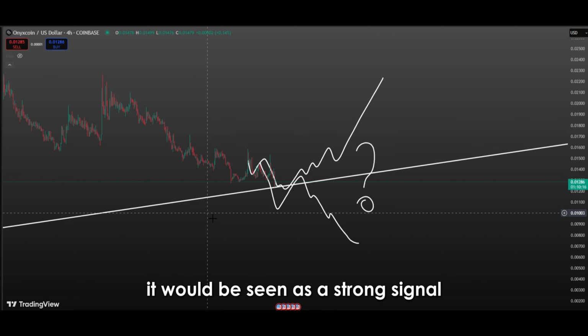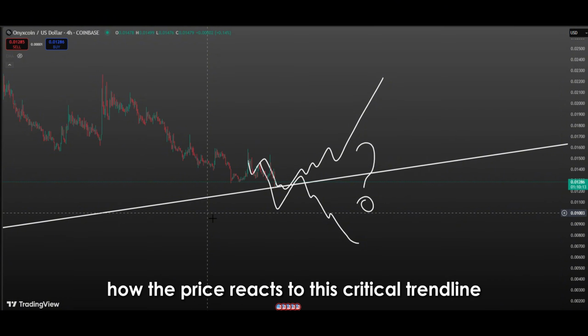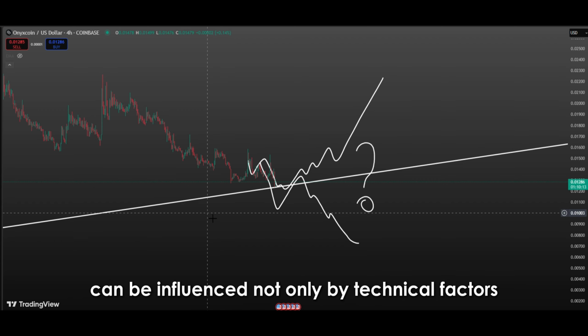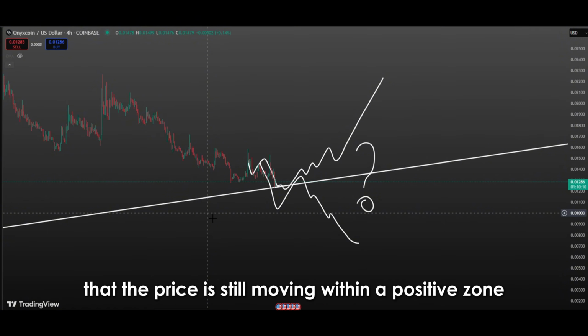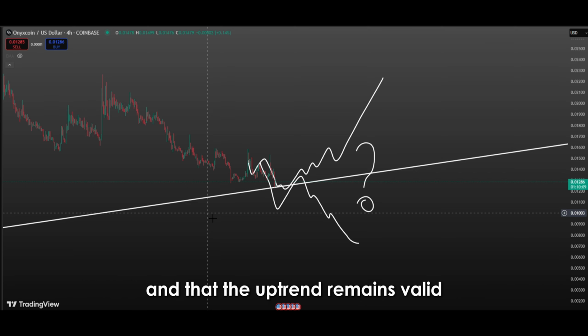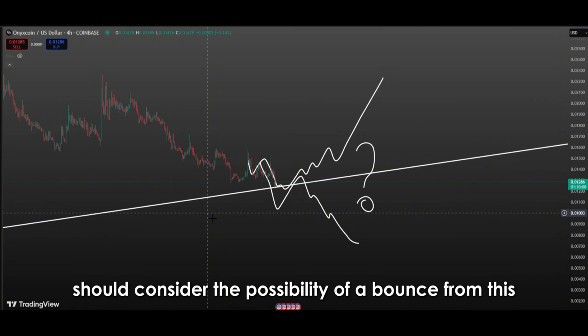It would be seen as a strong signal that the uptrend is likely to gain further momentum in the short term. Of course, how the price reacts to this critical trend line can be influenced not only by technical factors, but also by fundamental data. However, the current chart structure shows that the price is still moving within a positive zone and that the uptrend remains valid. Therefore, while remaining cautious, investors should consider the possibility of a bounce from this support line.